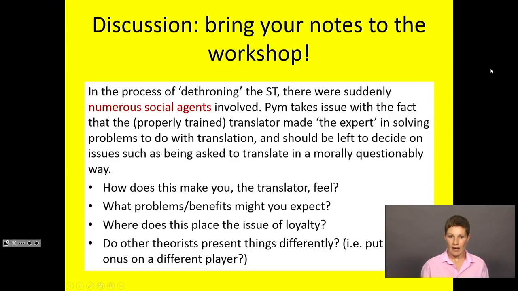So I'd like you to consider this discussion point and to take this back to some of the kind of things we've been talking about in our workshops, your role as the translator. So how does this make you feel as the translator? How do you feel being put into this situation as Pym describes it? What problems or benefits might you expect? Where does this place the issue of loyalty in translation? And can you find any other theorists that present things differently or put the onus on a different player, not the translator, in this process?